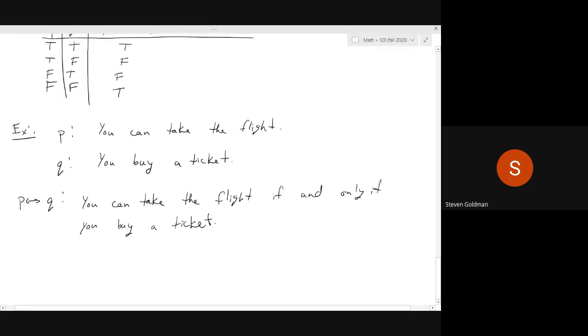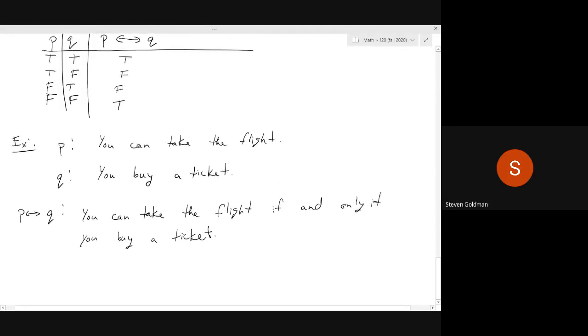Let's try and understand the truth table we wrote above. When will this statement be true and when will it be false? Let's go to the first case from the truth table where both P and Q are true. If P is true, that means you can take the flight. And let's say Q is also true: you bought a ticket. Remember, in order to think about whether this statement is true or false, we're trying to figure out if it's a lie or not. So let's say you buy a ticket and you're also able to take the flight. P and Q are both true. So the statement is true, right? I told you you can take the flight if and only if you buy a ticket.